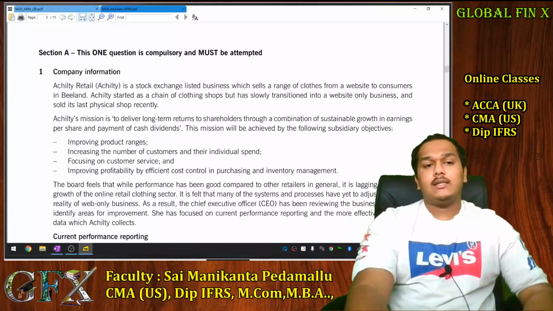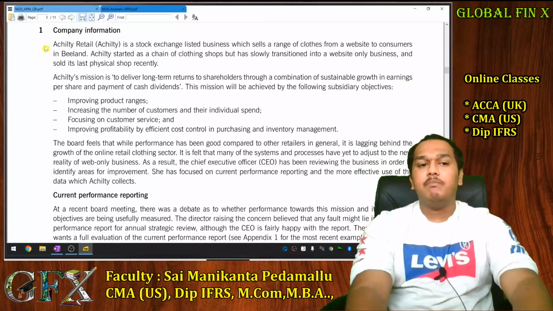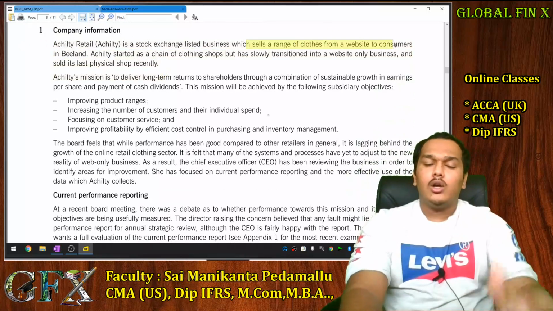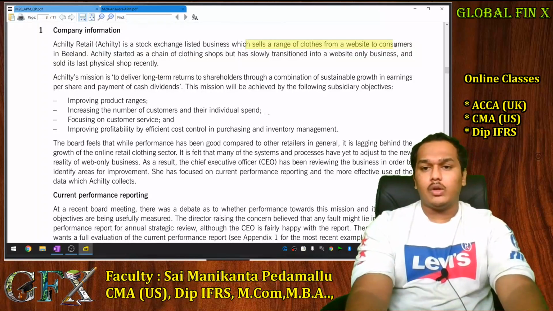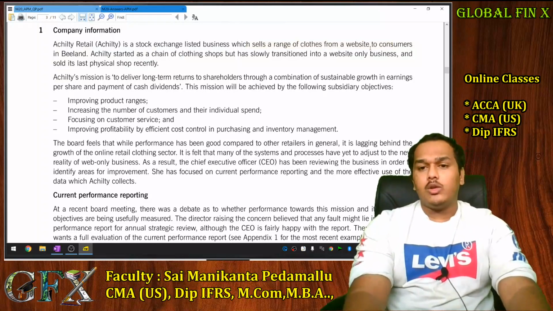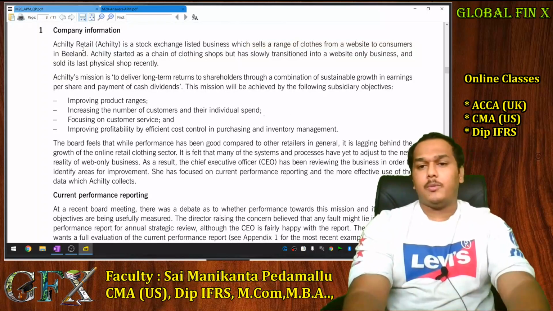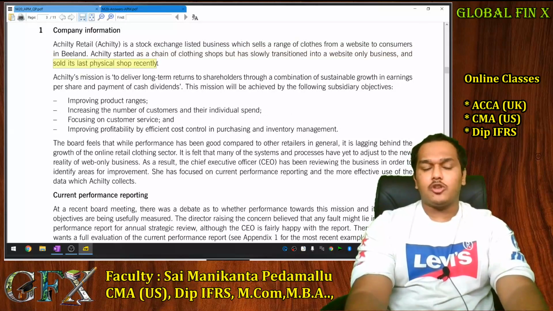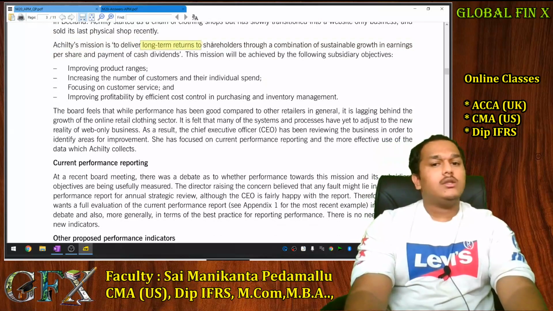See, what they're saying is company information. In the first part of the question, they are talking about the company's information, what they are dealing with. They were previously selling clothes in their physical stores. Now they want to shift from physical stores to a complete website, that is purely online sales, and they have recently sold their last physical shop as well. And they gave you the mission statement of the organization, that is, deliver long-term returns to the shareholders.